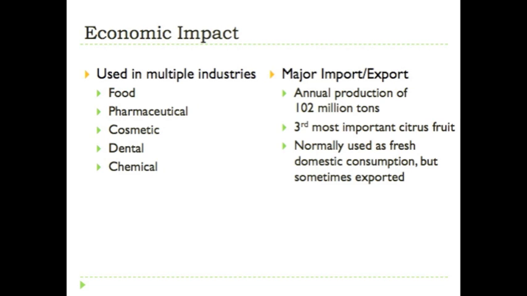Lemons also have a major economic impact. For instance, they're used in multiple industries, including food, pharmaceutical, cosmetic, dental, and chemical. Furthermore, they are also used as a major import and export of several countries. Their annual production is about 102 million tons worldwide. They're the third most important citrus fruit, and they're normally grown for fresh domestic consumption, but they are sometimes exported.